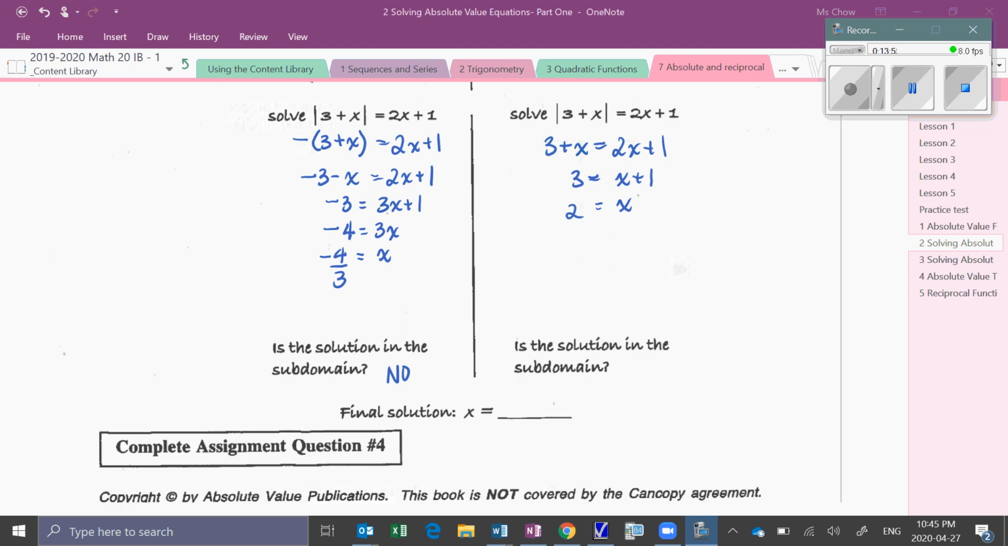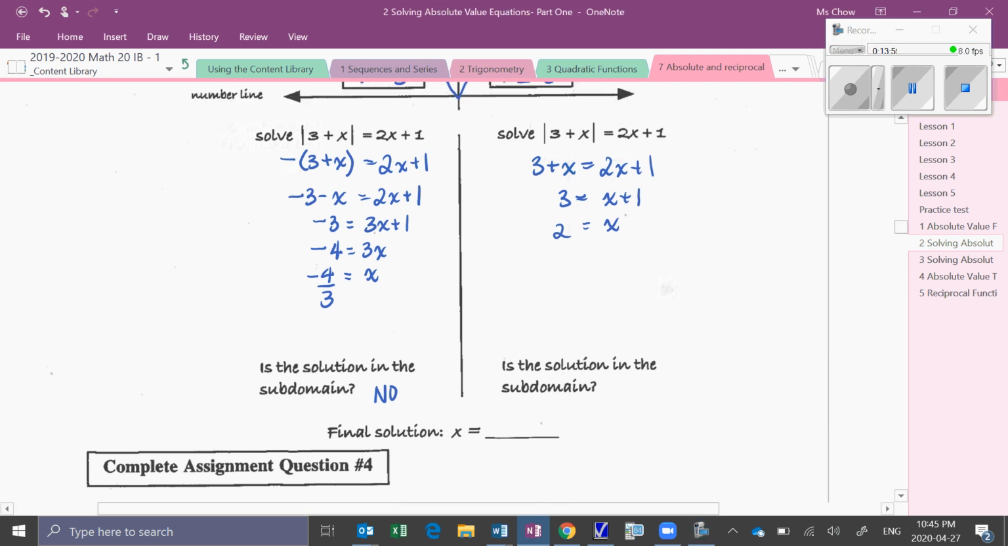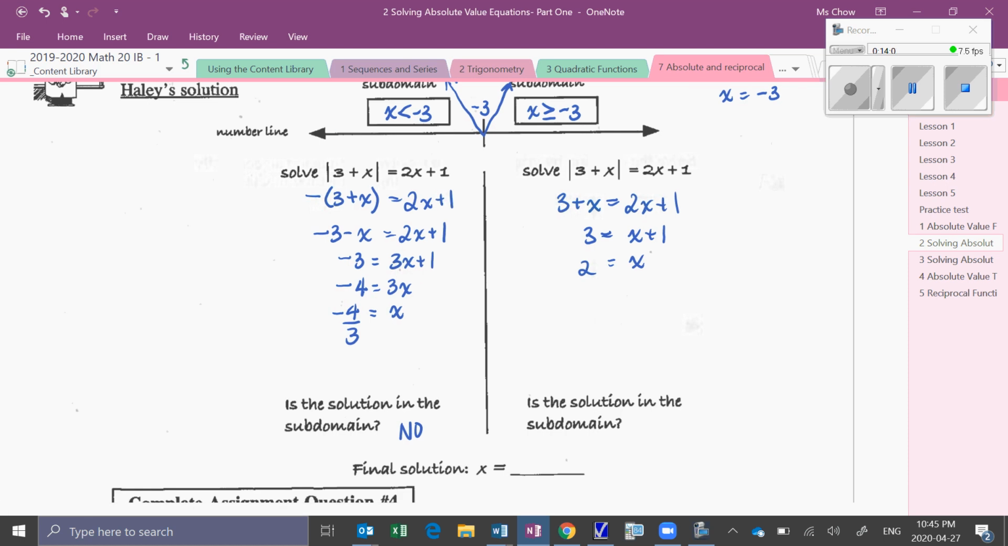And then on the right side, is 2 within the subdomain of x greater than or equal to negative 3? So 2 is greater than negative 3. So that is a yes, which tells us that our solution is x equals 2. So before moving on, though, I want to be clear as to what this negative 4/3 is representing. So why does that not actually work?